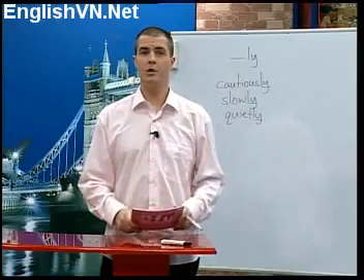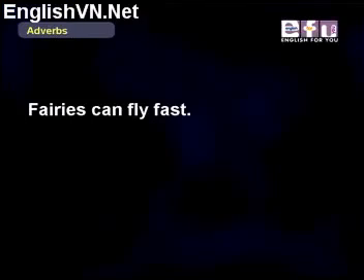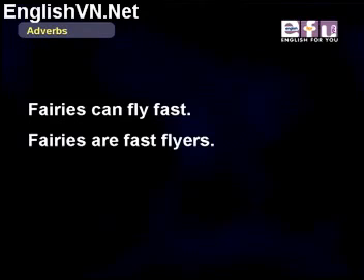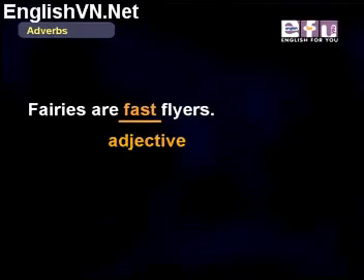Another example of this word is fast. Have a look at these examples. Fairies can fly fast. Fairies are fast flyers. Now, fast is an adverb in the first sentence. It's modifying the verb to fly. And in the second sentence, fast is an adjective. It describes the noun flyers.